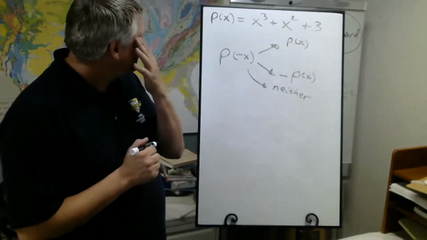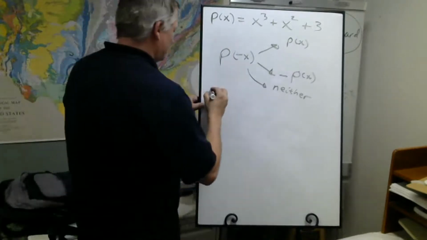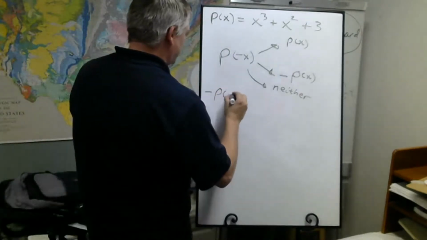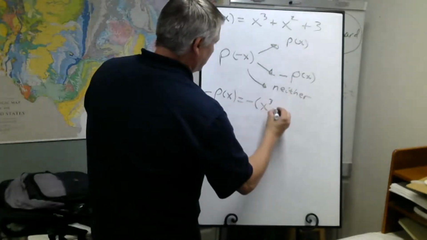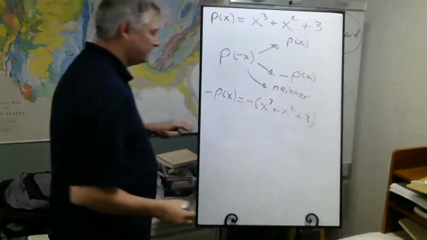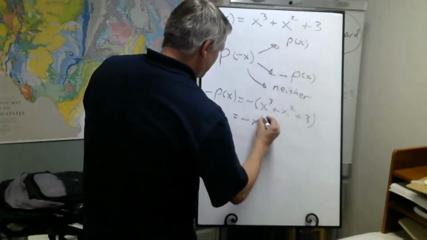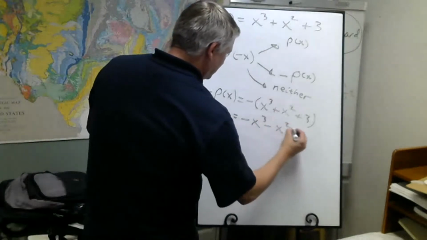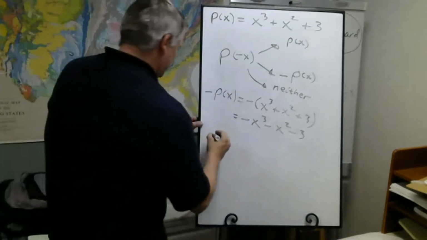So just to kind of get an idea of what it looks like, this is p of x. Minus p of x will look like this. So for testing for symmetry, it doesn't hurt just to see what this looks like. Minus x cubed, minus x squared, minus 3. So this is what we're going to do.